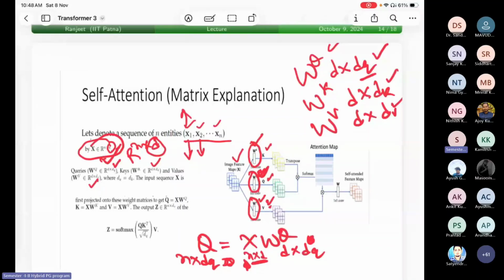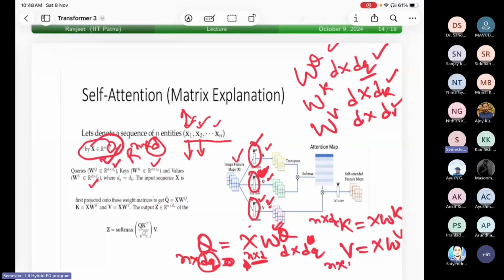So what we are doing is just transforming the features or the information of every vector. Initially we had d, and now we reach dq using this fully connected layer. Similarly for K, you will have X into WK, and for V, you will have X into WV. So here you will get n into dk, and here you will get n into dv.